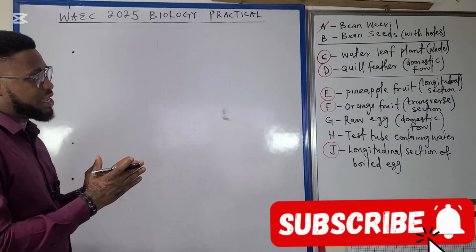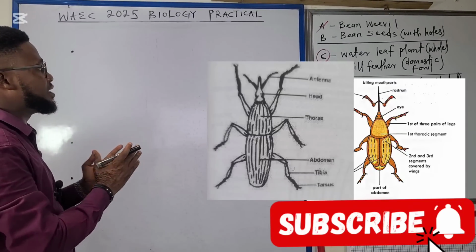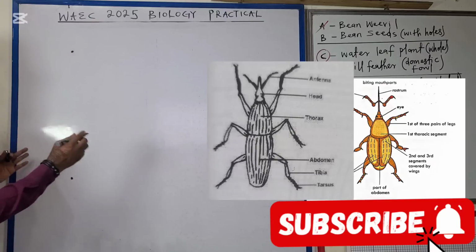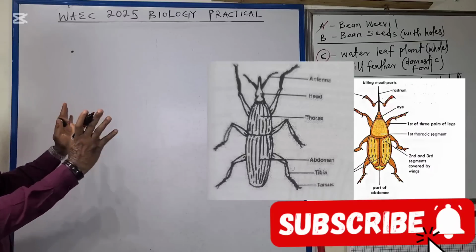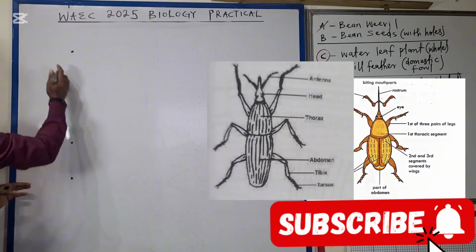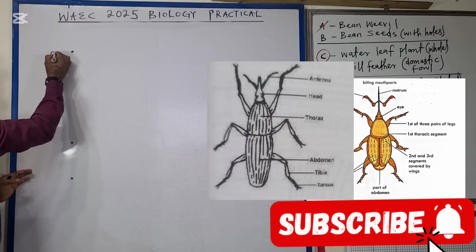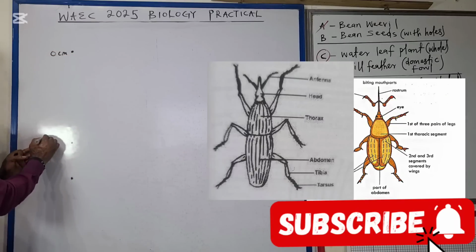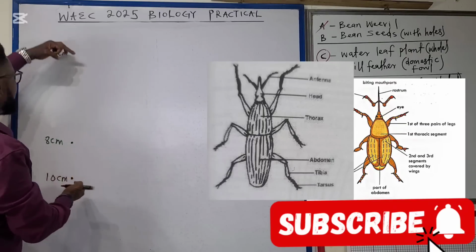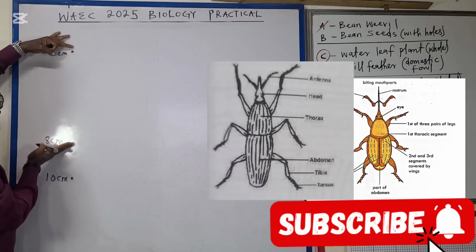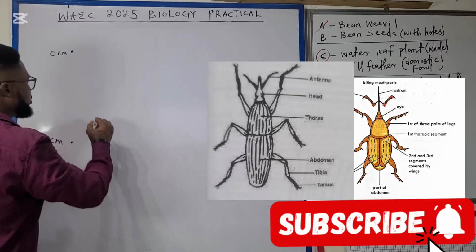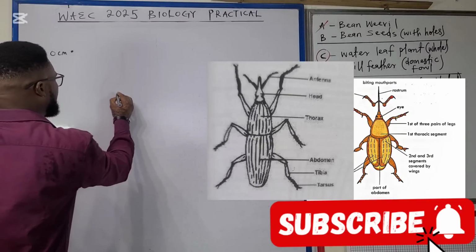If we were told to use a magnifying lens, examine it and draw, let's say draw specimen A 8 to 10 centimeters. When they say 8 to 10 centimeters, what you're expected to do is, by the side of your paper, let this be your 0 centimeters, let this be your 8 centimeters, and let this be your 10 centimeters. It means that your drawing should not be less than 8 centimeters and should not go out of 10 centimeters. So I think the starting point should be something like this.